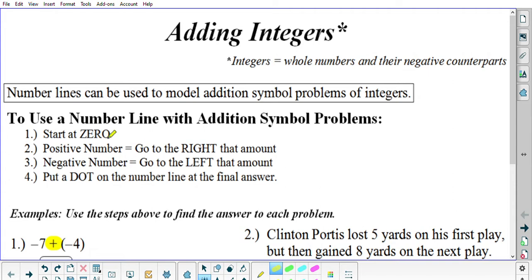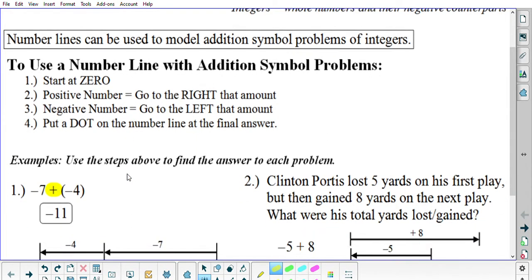We're basically going to follow 4 simple rules for using number lines with addition symbol problems. We're going to start at 0. Positive numbers will go to the right. That should make sense because positives do increase as you go to the right. Negative numbers are going to go to the left. Again, that should make sense. And wherever we end up, we are going to put a dot in the number line at that final answer.